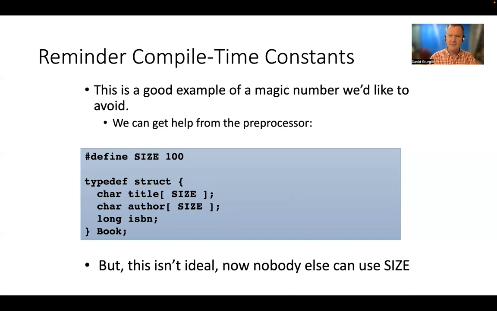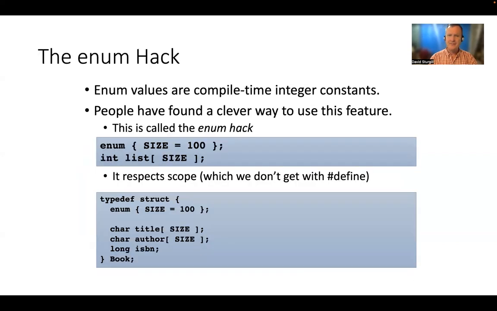A constant that respected the scoping rules would be nice, and even though it's not intended to do that, some people will do that with the enumerated type. Since an enumerated value lets you pick whatever you want it to evaluate to. So here I'm making an enumeration, I'm filling in a value size, and I'm choosing 100 as its value. I can pick that to represent any value I want.